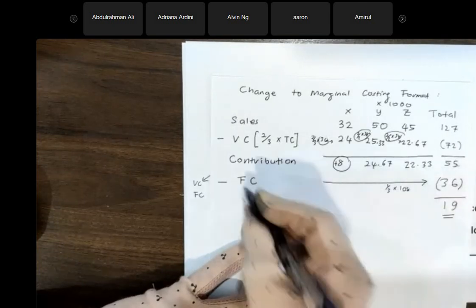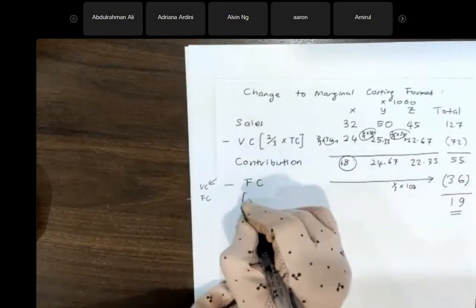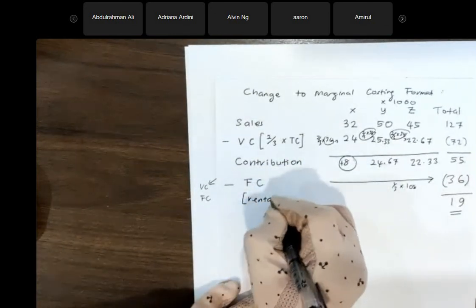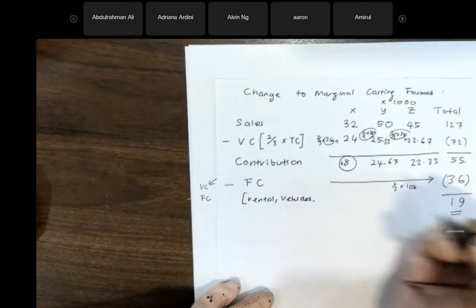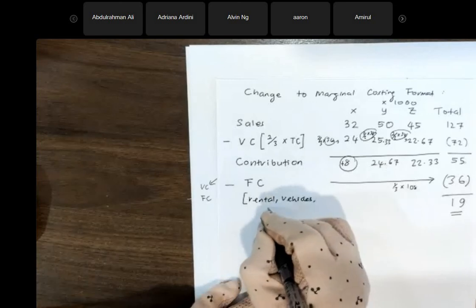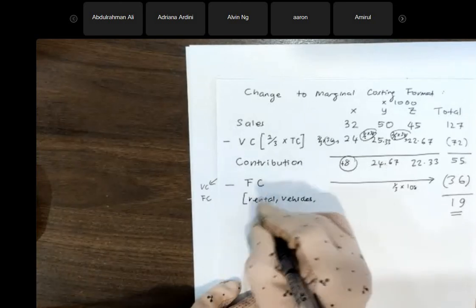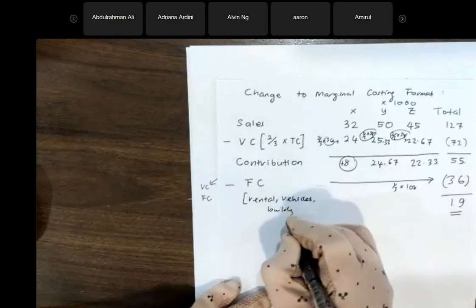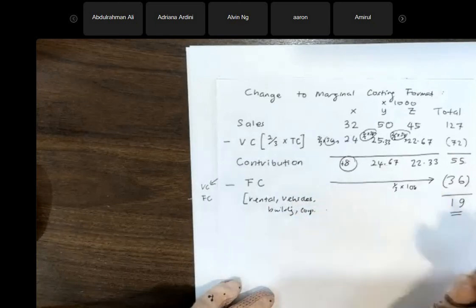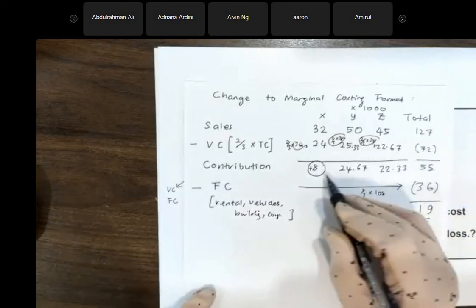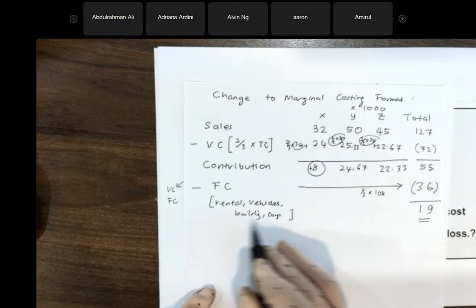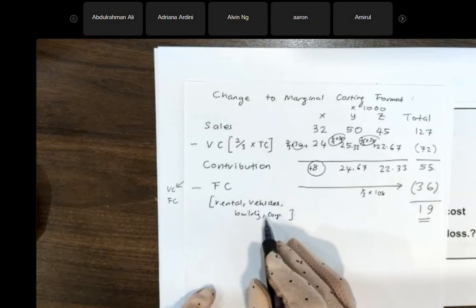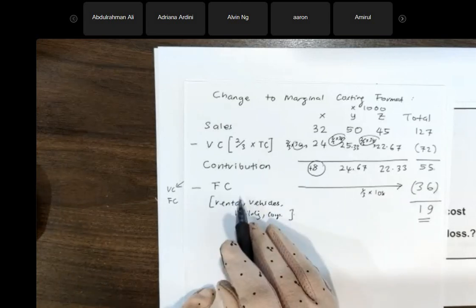What is the fixed cost here? Contoh, rental lagi. Vehicles, right? Banyak lagi kan. Building rental boleh lah. Building pun boleh lah. Apa semua kan. Komputer ke apa benda semua kan. Semua ni. That means, if you do not produce this thing, you still have to pay this fixed cost.